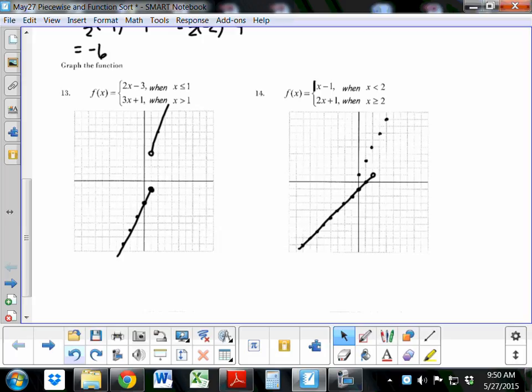Good. I need to erase this one. Wait, why do you have to erase it? Because it's not actually part of the graph. It was just helping me find my line. It's not actually part of it. Do I erase the next dot too? No.